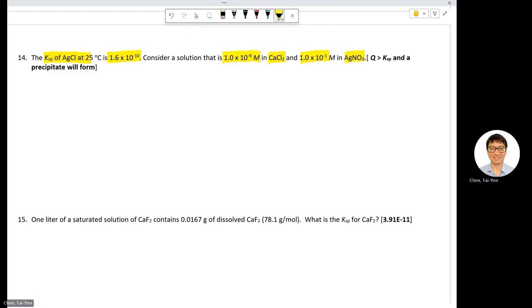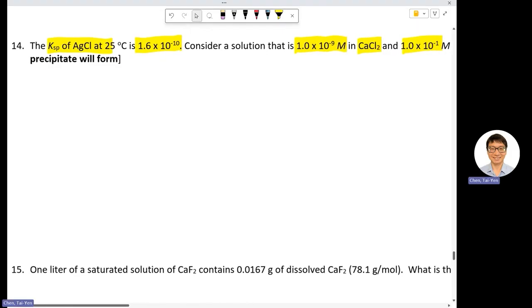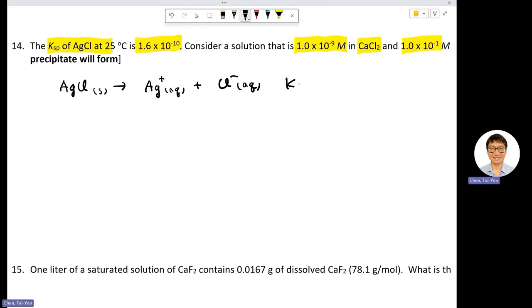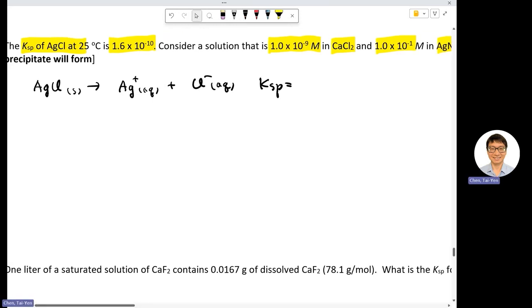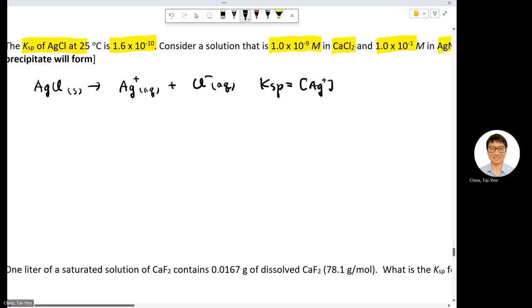Okay. So again, the way to solve it is first write out the chemical equation. AgCl solid is going to become Ag+ aq plus Cl- aq. The Ksp will equal Ag+ to the first power times Cl- to the first power, which equals 1.6 times 10 to the negative 10. Okay. So that's what you should write down from the first sentence.